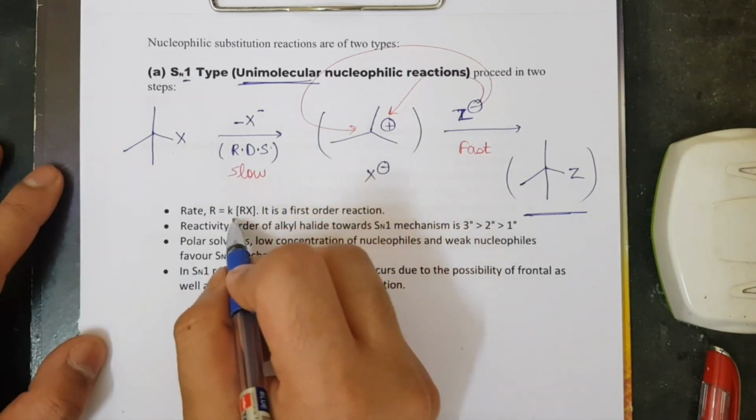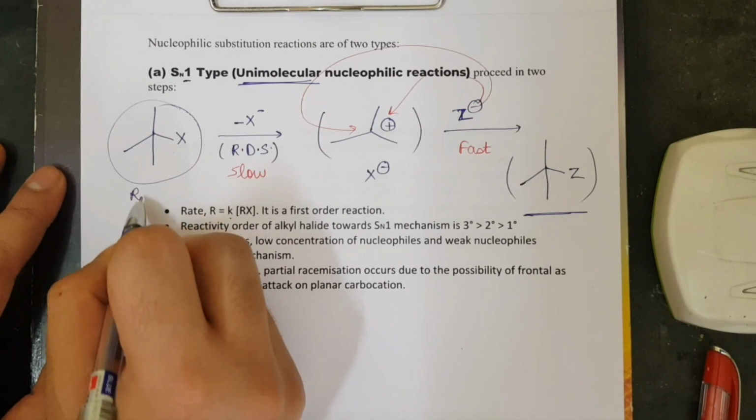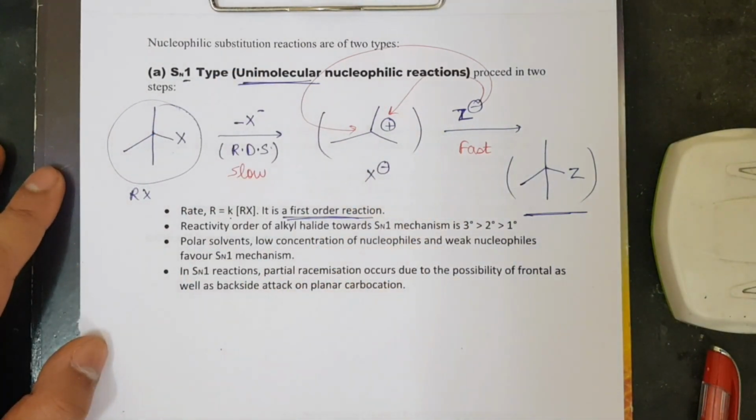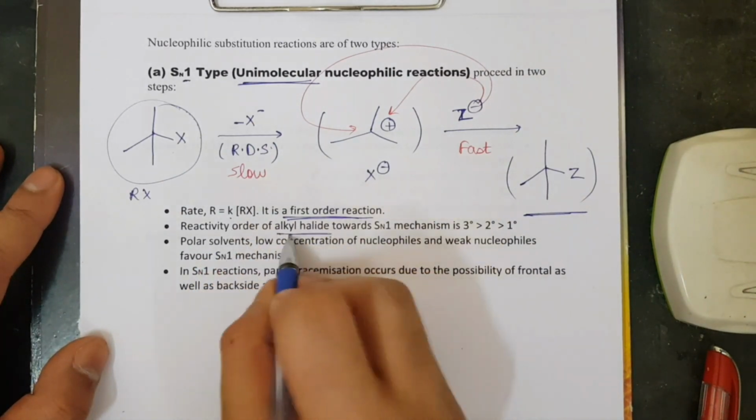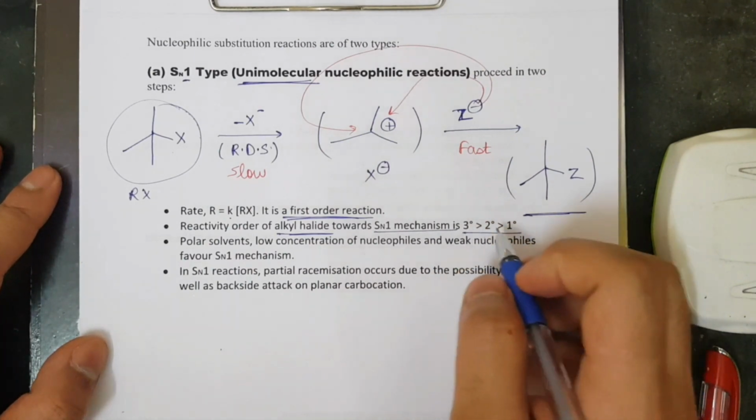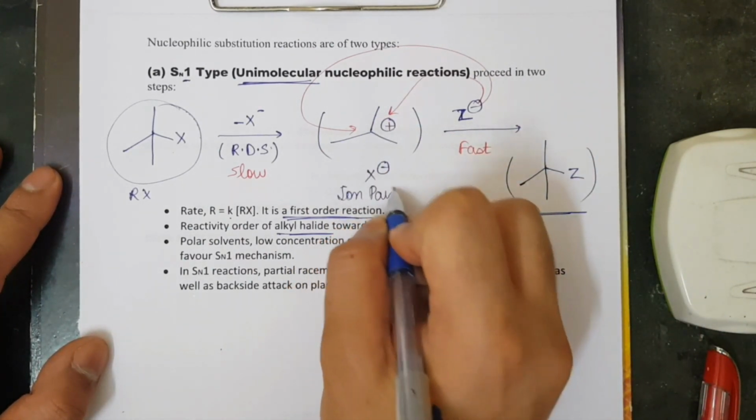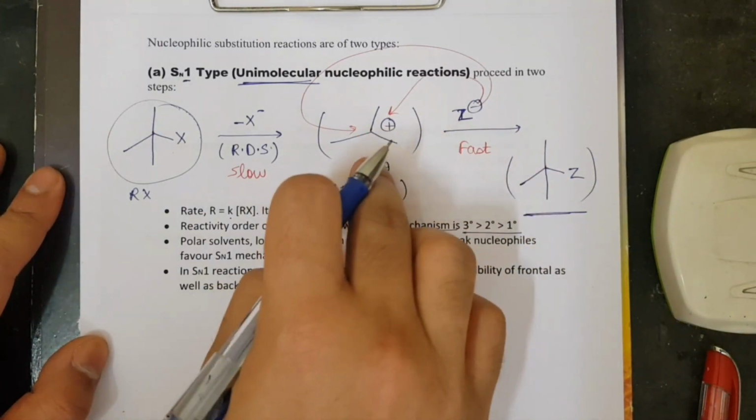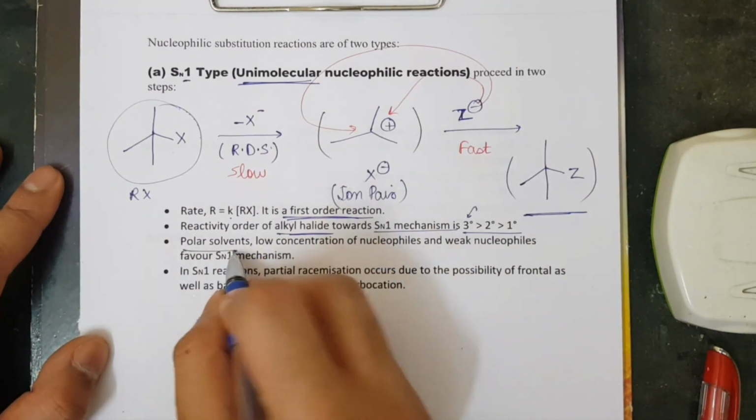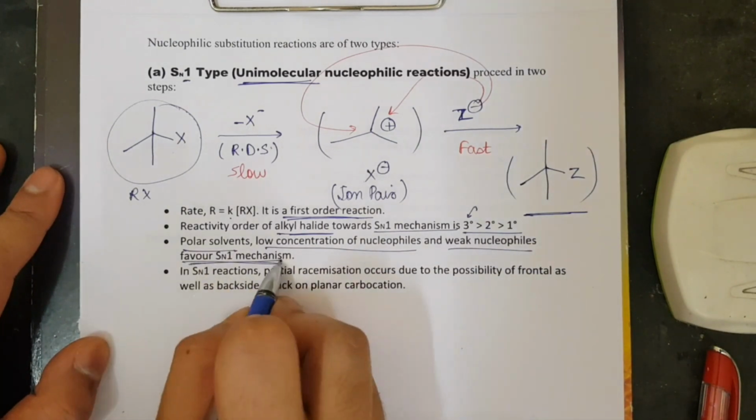The rate of the reaction is k times the concentration of RX only, that is why it is an SN1 first order reaction. The reactivity order of alkyl halides towards the SN1 mechanism is 3 degree, 2 degree, 1 degree, because a carbocation, or basically an ion pair, is there. The plus charge is most stabilized on the 3 degree. Polar solvents, low concentration of nucleophiles and weak nucleophiles favor the SN1 mechanism.